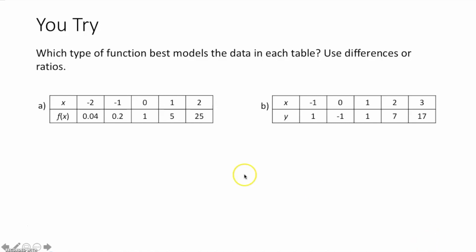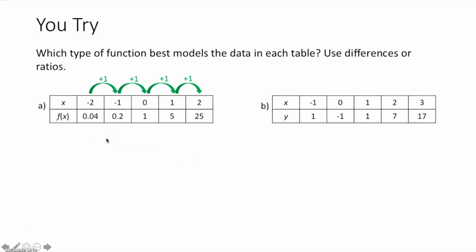Okay, doing the same thing here. So first, check your x values. Here, we're going from -2 to -1, -1 to 0, 0 to 1, 1 to 2. Perfect, we're good. Now let's check the y values. So is there a constant difference? If I were to subtract these, no, there's no constant difference. What about if there was a second difference? No, that's also not working.